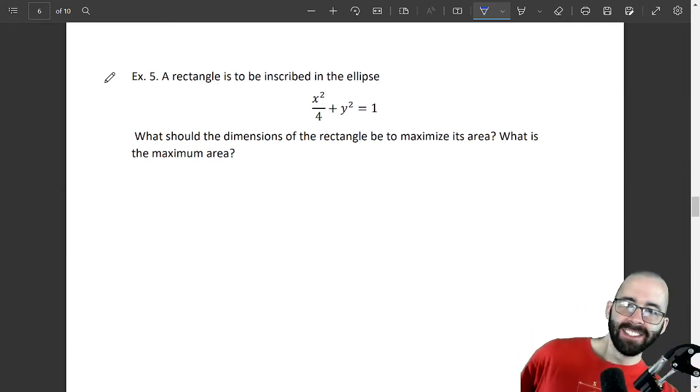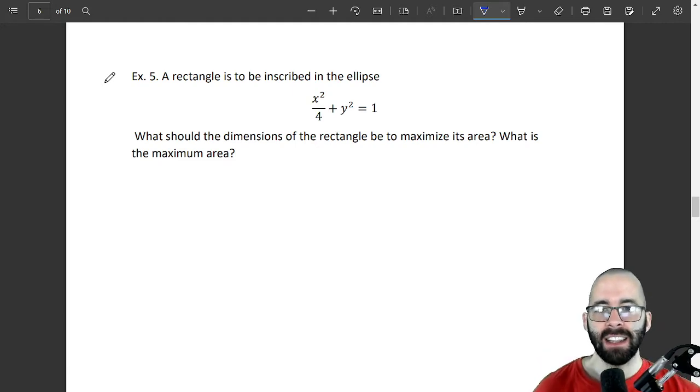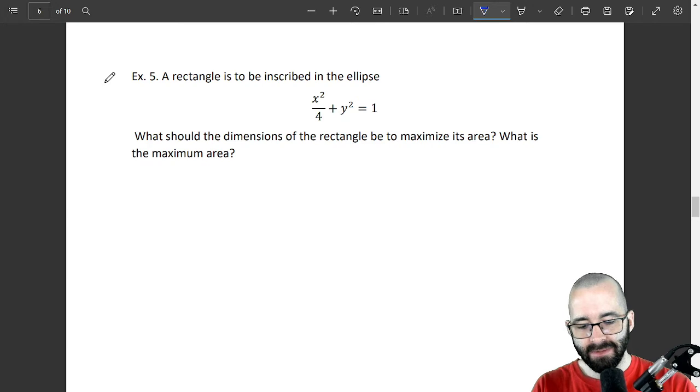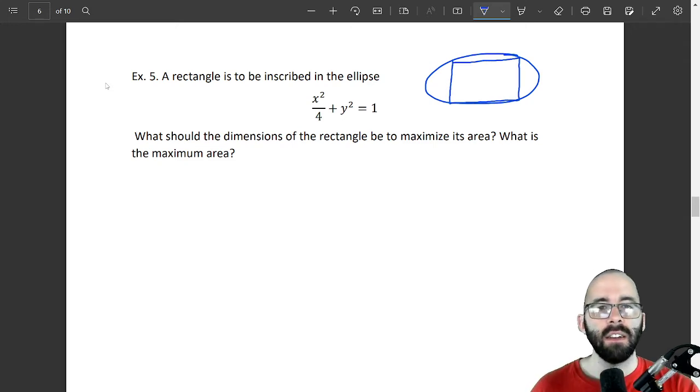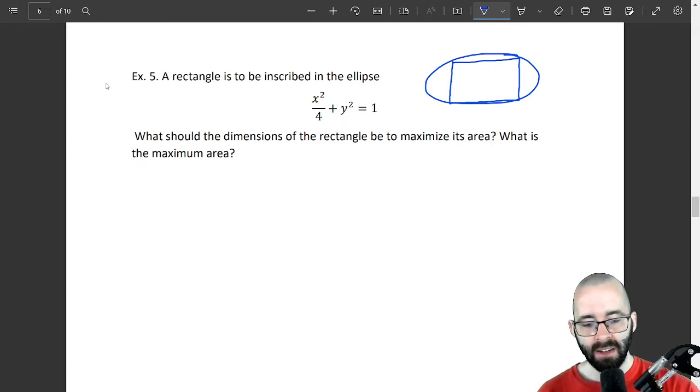A rectangle is to be inscribed in the ellipse. Okay. Let's say we have an ellipse. Remember, inscribed means this. This is our situation. We're drawing our picture. That's the equation of our ellipse. What should the dimensions of the rectangle be to maximize its area?